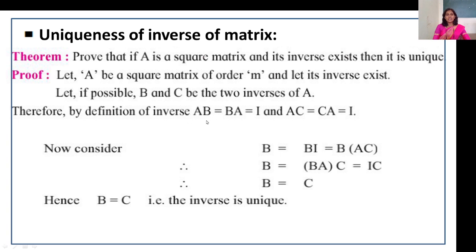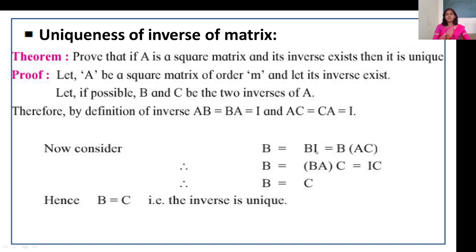Then by definition of an inverse, AB = BA = I. If B is the inverse of matrix A, then by definition AB = BA = I. And if C is the inverse of matrix A, then by definition AC = CA = I. Now consider B. B is equal to B into I. If we multiply any matrix by the identity matrix, we get the matrix as it is. There is no change in its value.